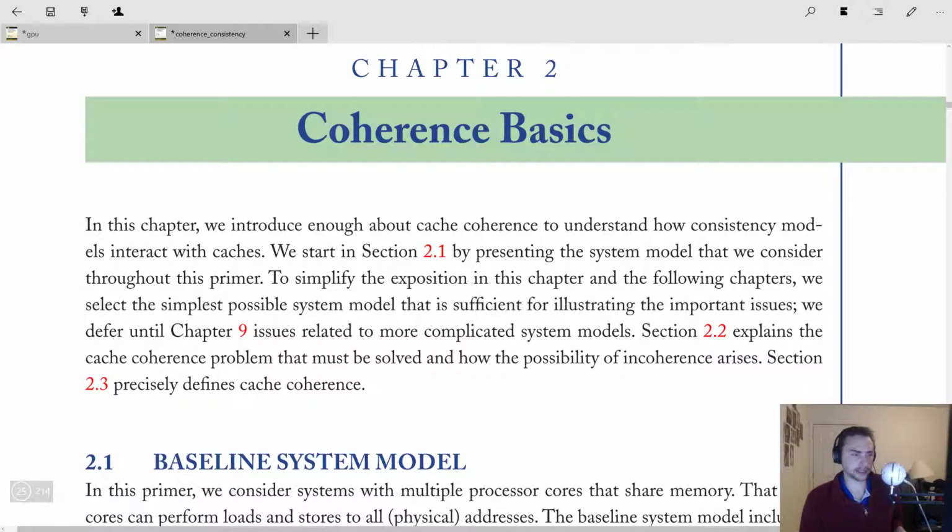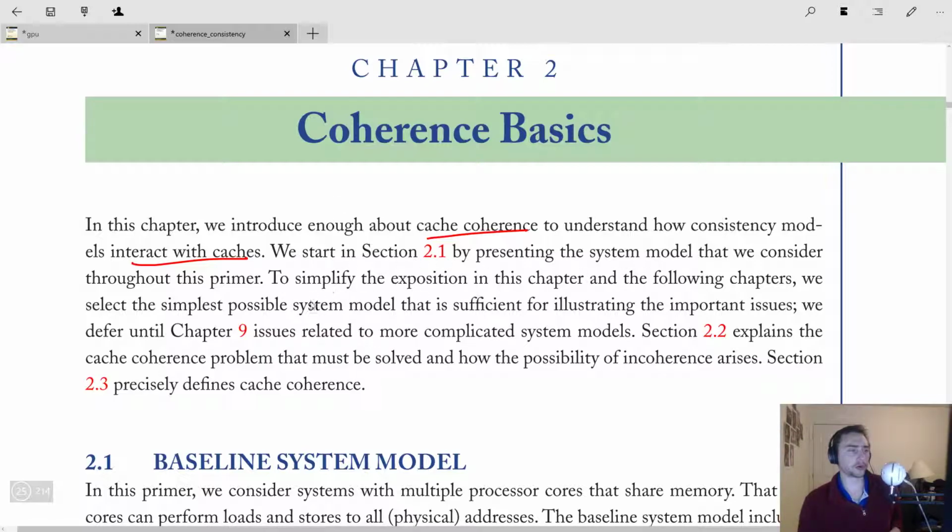As always, we need to preface this as we're going to introduce cache coherence and understand how the consistency models interact with caches. Just as a little reminder, the coherence protocol that we implement is simply a mechanism to help us attain whatever our memory consistency model is. It's not a prerequisite to having a memory consistency model.